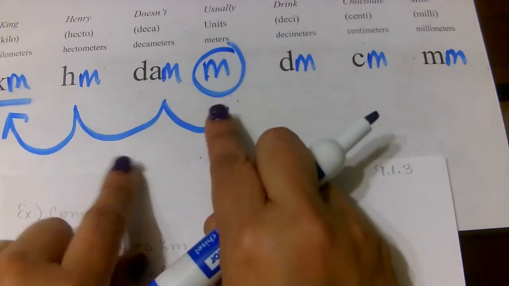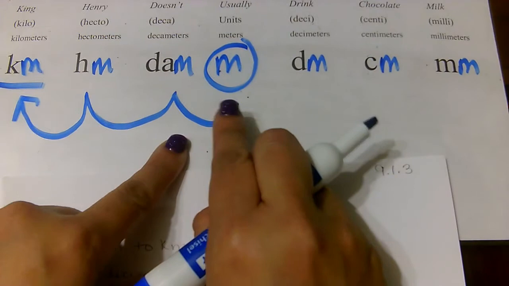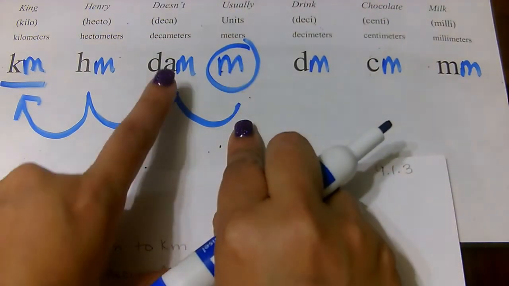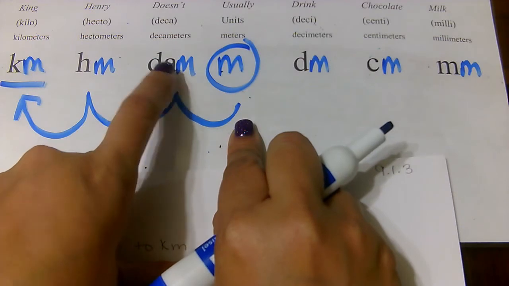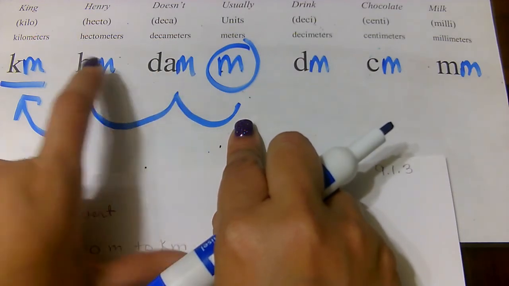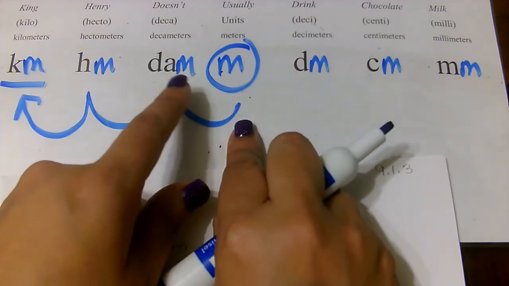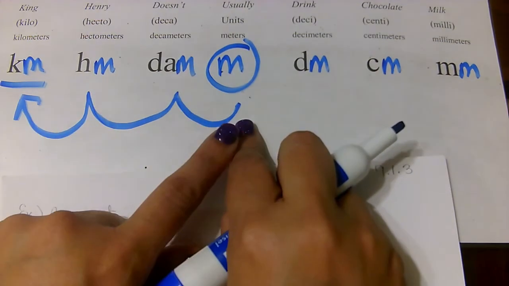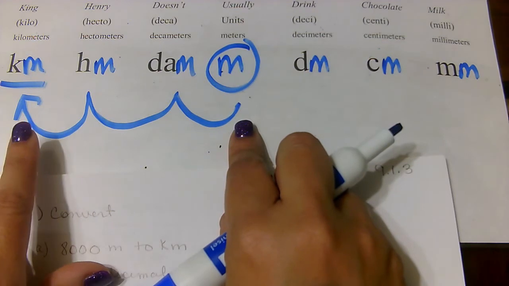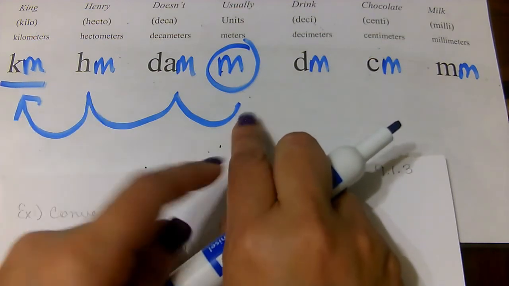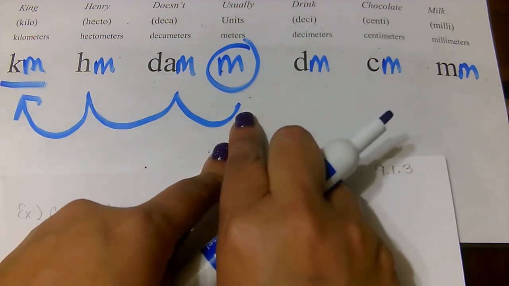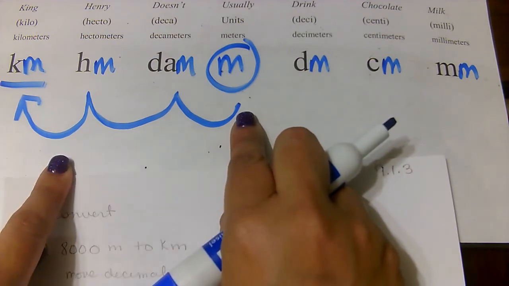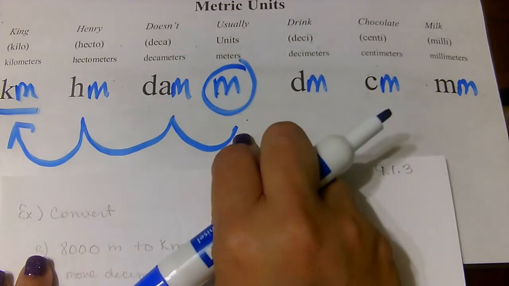Okay, notice what I did. When I was converting, I started on the unit that we were given, and I counted how many times I had to go over. This is 1, 2, 3. So I am going 3 units, and look at the arrow. It's going from this point out to the left. So I'm going 3 units left.